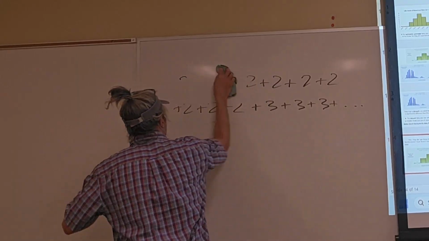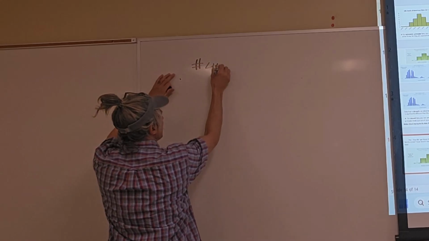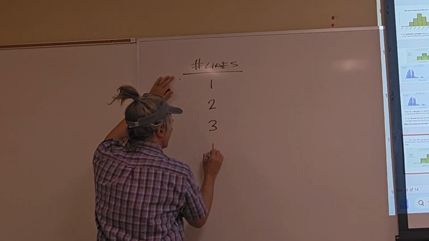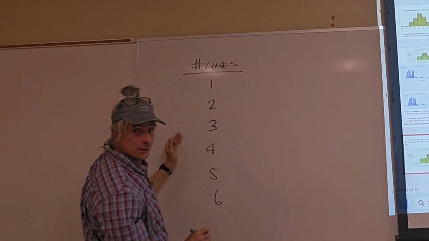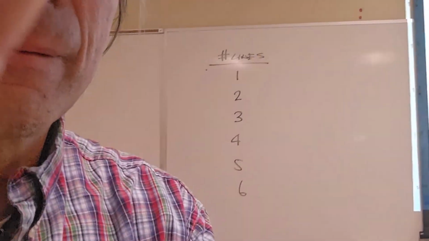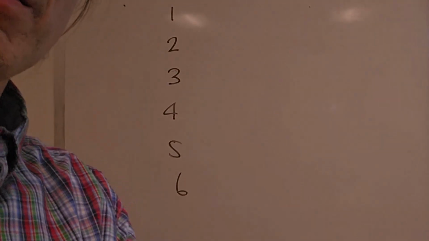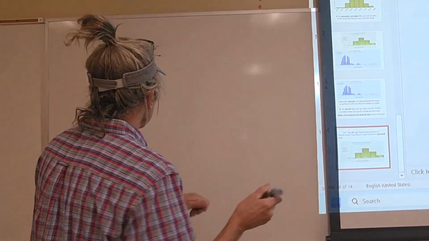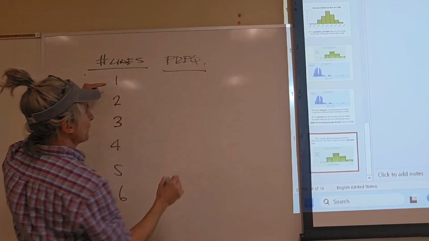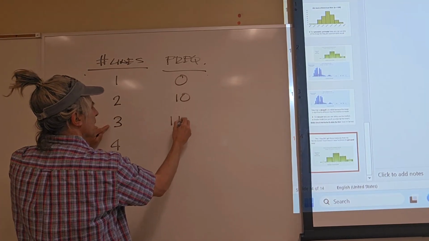So here's what I'm going to do. I'm going to put number of lines. I'm going to make a little table here. 1, 2, 3, 4, 5, 6. So that's the actual data, right, in the distribution. I'll get a little closer so you can see it better. There we go. Okay, now we're also going to have a frequency column, which is going to tell us how many of each of those there are. So there are no ones. There were 10 twos, 111 threes.